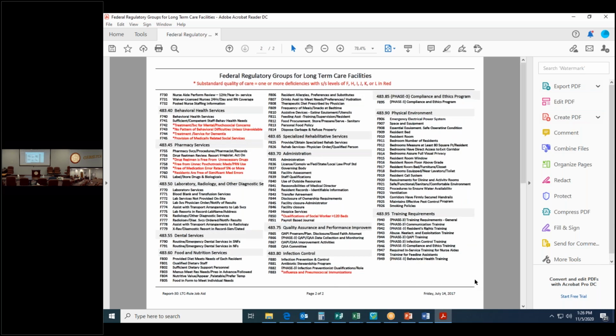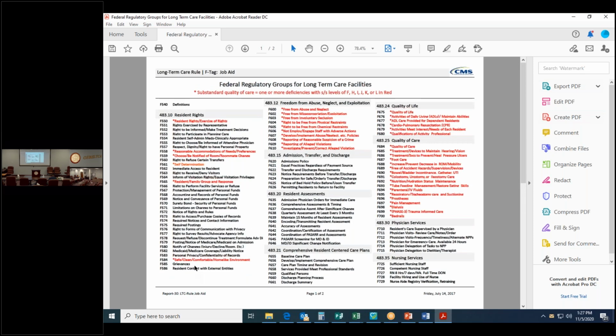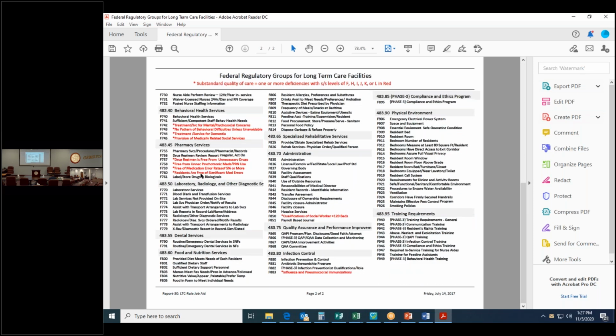And then there is a second page here. Okay, let me move that out. Okay. Can't get the second page to come up. Come on. Okay, there we go. Here's page 2.